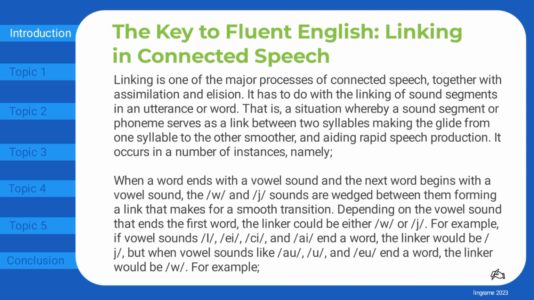It occurs in a number of instances, namely, when a word ends with a vowel sound and the next word begins with a vowel sound. The W and Y sounds are wedged between them, forming a link that makes for a smooth transition. Depending on the vowel sound that ends the first word, the linker could be either W or Y. For example, if vowel sounds E, Oi, and I end a word, their linker would be Y, but when vowel sounds like U and O end a word, the linker would be W.